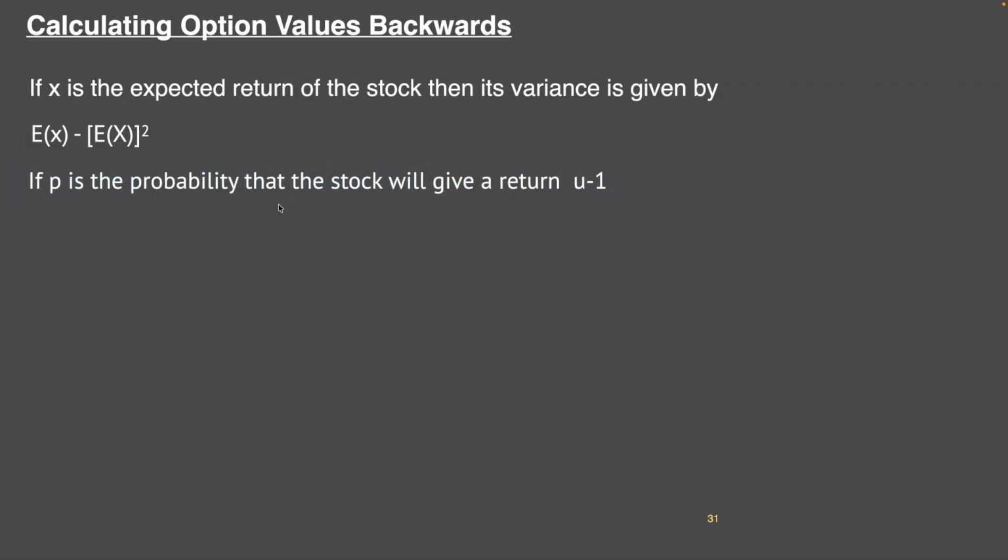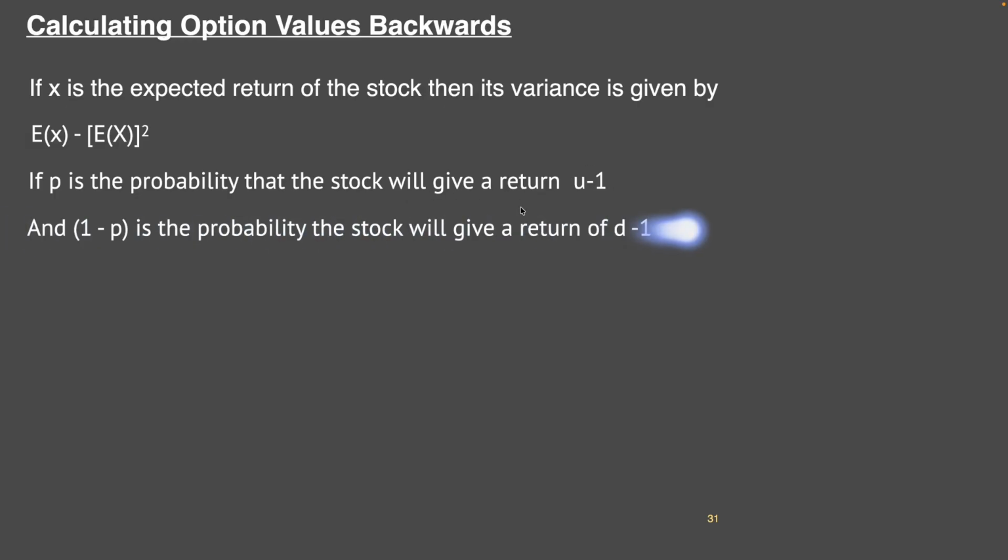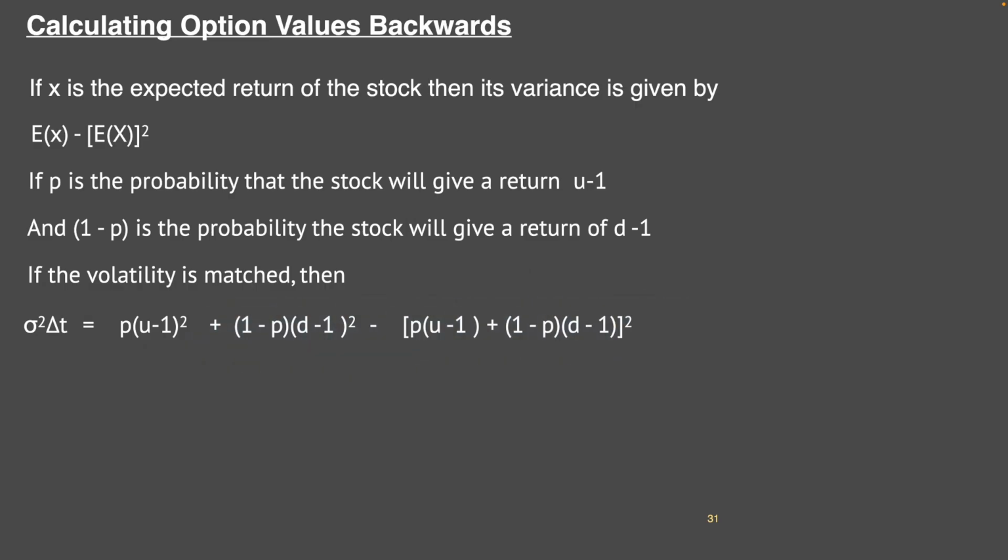And now if p is the probability that the stock will give a return u minus 1, and 1 minus p is the probability that the stock will give a return of d minus 1, and if the volatility of the up move and down move is matched, then sigma square delta t will be equal to p into (u minus 1) whole square, plus (1 minus p) into (d minus 1) whole square, minus (p into (u minus 1) plus (1 minus p) into (d minus 1)) whole square. This is just a manipulation of the values.